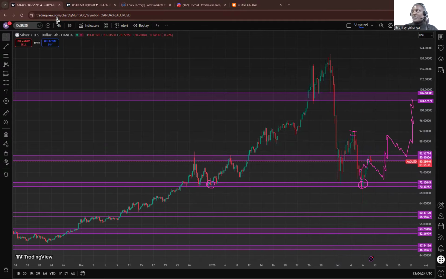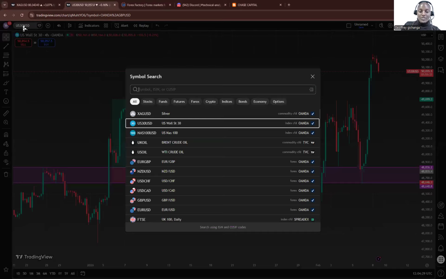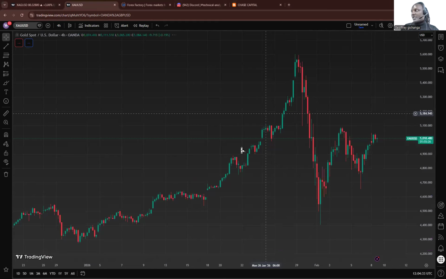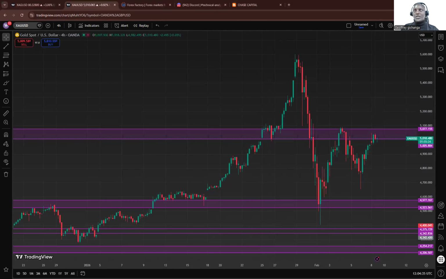I'm curious to have a look at gold as well. XAUUSD, let's see. Yeah, there is gold as well. So gold actually went quite well. We had a nice push all the way to 5,077, which was this area, and it was from this demand area here. You can see this demand level here. Then price dropped. Now price is back again at this area.